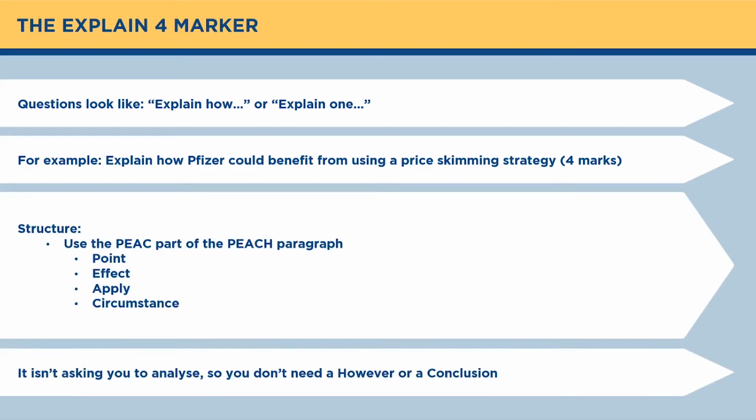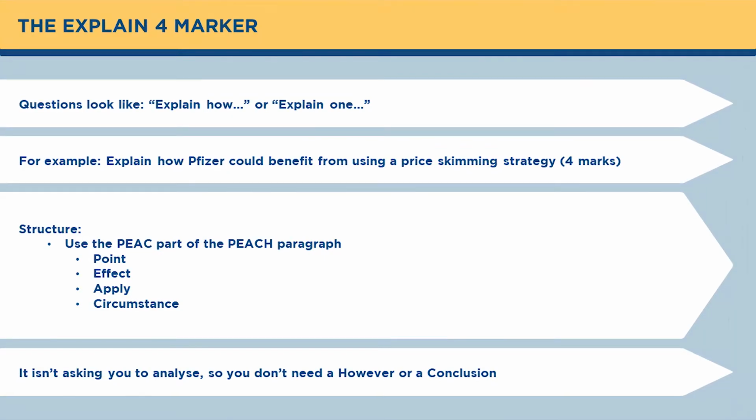In terms of the structure, you can use the majority of a peach paragraph. A peach paragraph is what we went through in the first video of this series. So if you're not sure what this peach paragraph is, then I would recommend you stop at this point and go back to have a look at that first. So you need the point, the effect, the apply, and then if you can, use the circumstance as well. It isn't asking you to analyze or evaluate, so you don't need to have however or a conclusion.